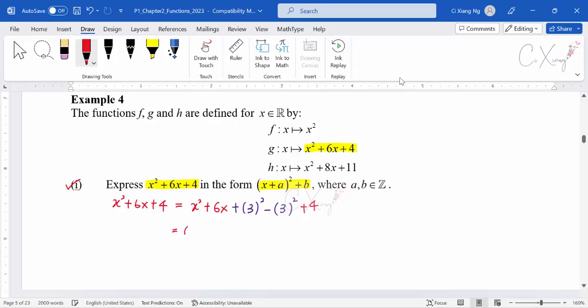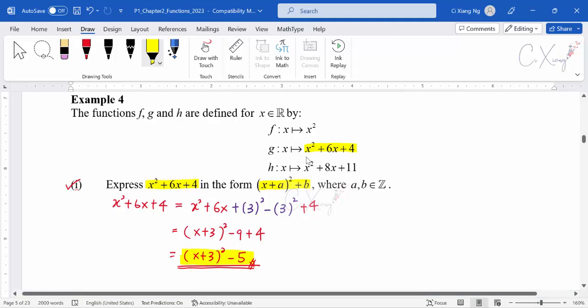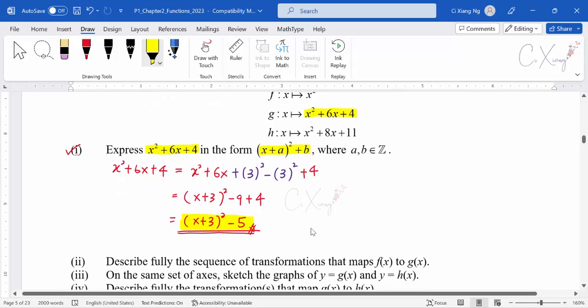So I combine the first 3 terms to become one big bracket with a square outside. Then I'm having minus 9 plus 4. And from here, if I further simplify it, I'm having (x plus 3) squared, then minus 5. So this is what we have for the first part, where they test us on the completed square form. This is not hard because we already learned it from chapter 1. Then continue further for part number 2.